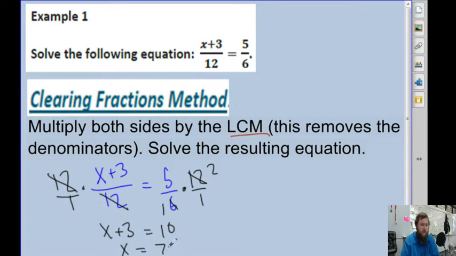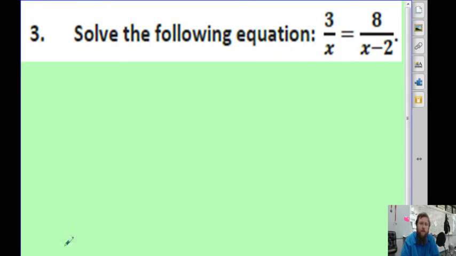And that's the same answer we got last time. So both methods work, whatever way you want. Or if you have another method, that works too. I don't care. Let's try something else.